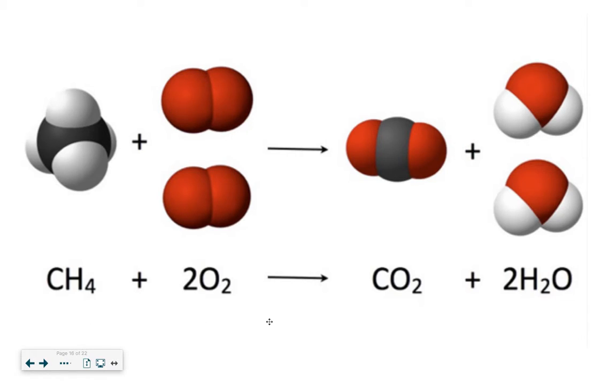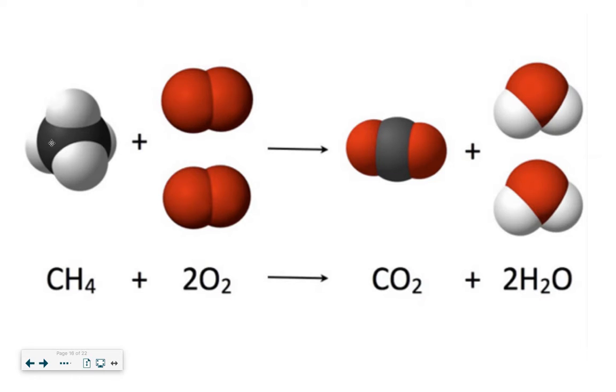So please write this down and draw this. This is a great example of how a chemical change occurs and nothing gets lost or nothing gets created. You start here with one molecule of the compound CH4 and two molecules of the element oxygen. When you put them together and they react, you get one molecule of carbon dioxide and two molecules of water.